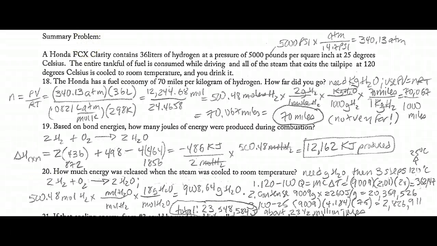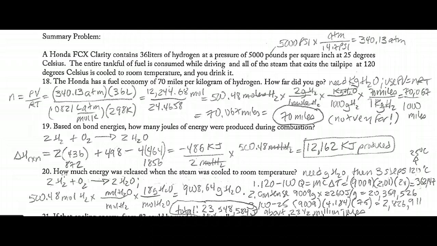Energy review problem number 20. This is the third in a series of summary problems that deal with energy. They all deal with a Honda FCX Clarity that's burned a full tank of gas, and then gas being hydrogen, and then all of that water which got produced out of the tailpipe was condensed down to room temperature. And that's what this third problem deals with. It says how much energy was released when the steam was cooled to room temperature.